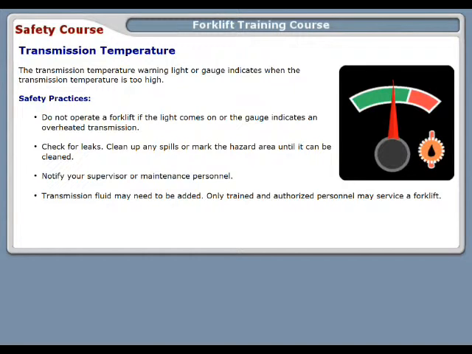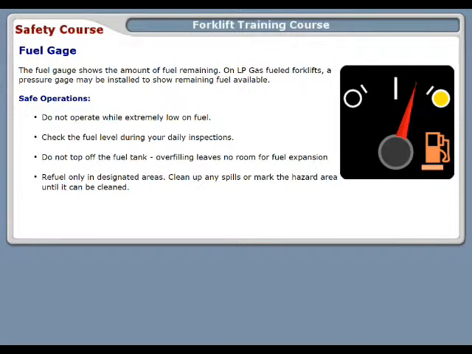The fuel gauge shows the amount of fuel remaining. On LP gas-fueled forklifts, a pressure gauge may be installed to show the remaining fuel available. Safe operations include: do not operate while extremely low on fuel, check the fuel level during your daily inspection, do not top off the fuel tank, as overfilling leaves no room for fuel expansion, and refuel only in designated areas. Clean up any spills, or mark the hazard area until it can be cleaned up.